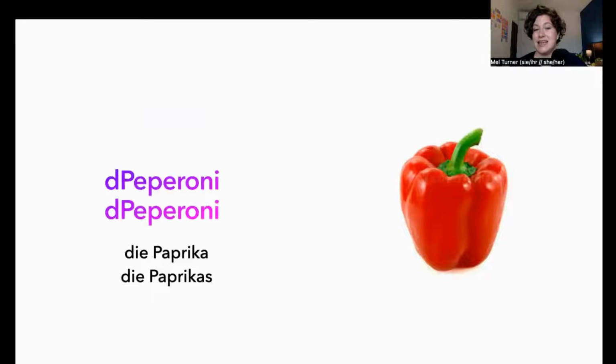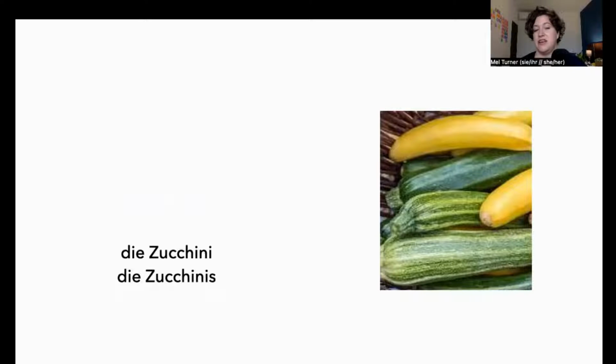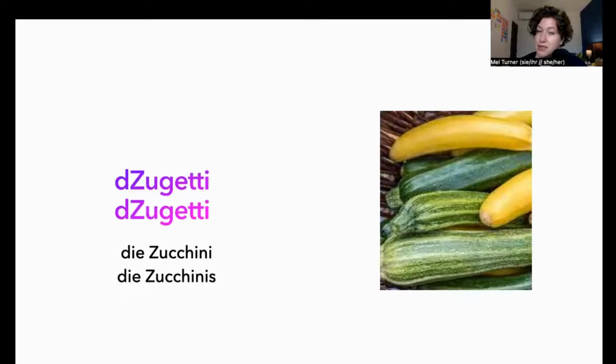What is this in High German? Wait, let me think so I don't say it wrong. It's a Paprika. And we do not call this a Paprika. In Swiss German, this is a Pepperoni. A roti Pepperoni. A gäli Pepperoni. A grüeni Pepperoni. Or orange Pepperoni. Then again, in High German, this is a Zucchini. And in Swiss German, we call it Zucchetti. It's not the same word. Why do we call it differently?